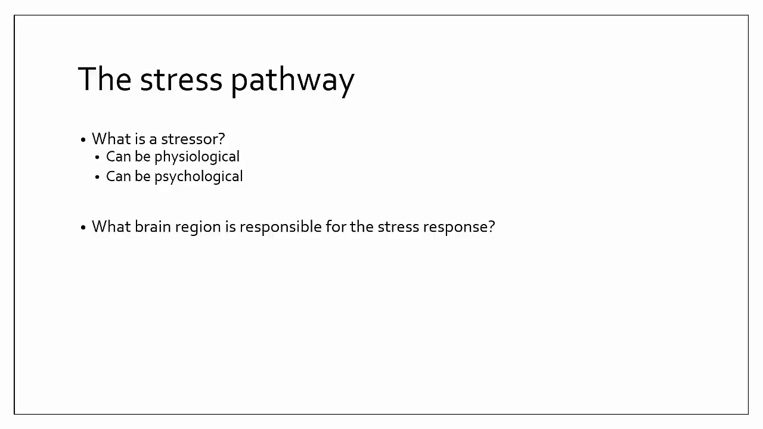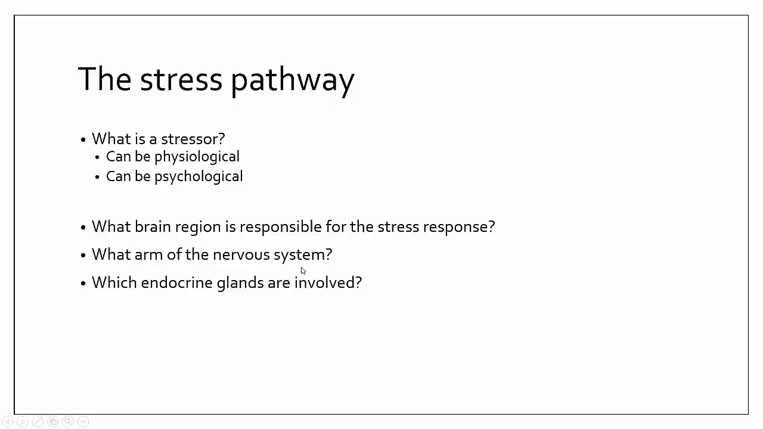The brain region that is responsible for the stress response is the hypothalamus, because the hypothalamus is the brain region that goes on and stimulates the ACTH and the norepinephrine and everything else. The arm of the nervous system, of course, is the sympathetic nervous system. The endocrine glands involved, well, the hypothalamus, the anterior pituitary gland, and the adrenal gland. And the hormones that are secreted.